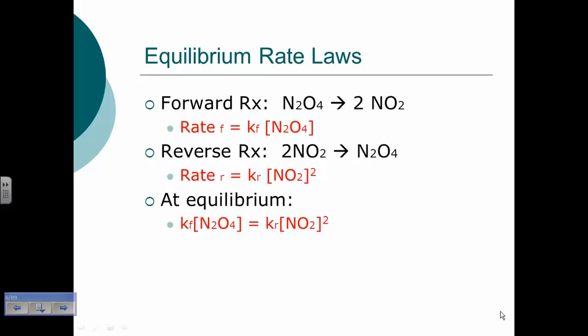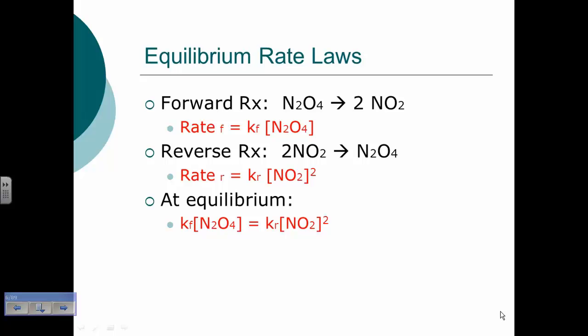Read the reverse reaction and jot down its elementary rate law. The rate of the reverse reaction is equal to its K constant times NO2 to the second order. That concentration of NO2 would be the second order based on the stoichiometry. Notice it has a coefficient of 2. And if it's an elementary equation, the rate law comes directly from the equation.